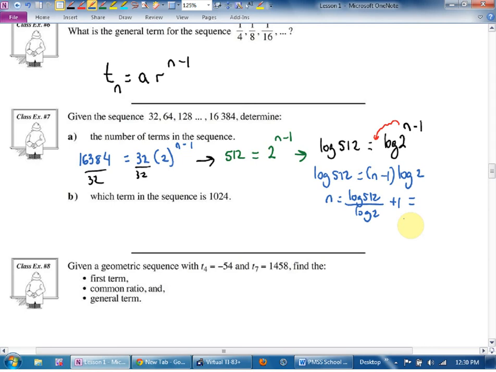B. So B is the same question as A. It's saying which term, really, which term number is 1,024. So try this, but instead of 16,384, they're telling you the term is 1,024, and see if you can solve for n on your own. It's a great review of logarithms. I'll do it slowly up here with the screen frozen.